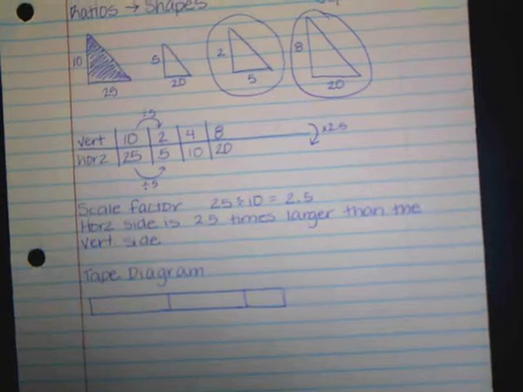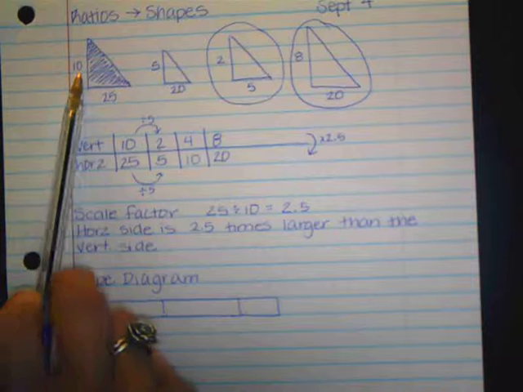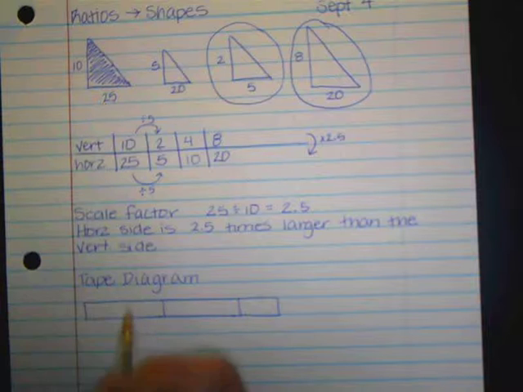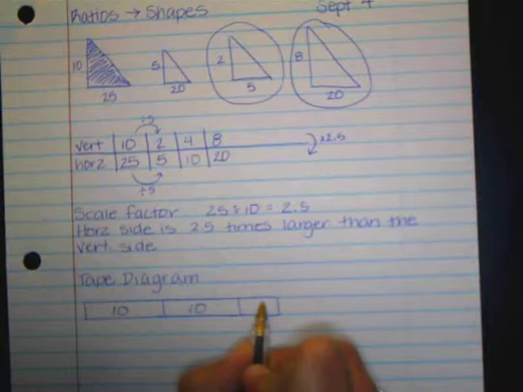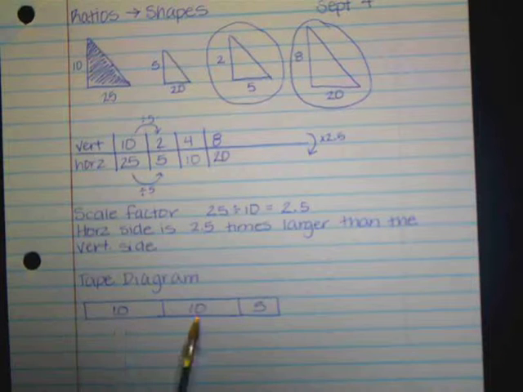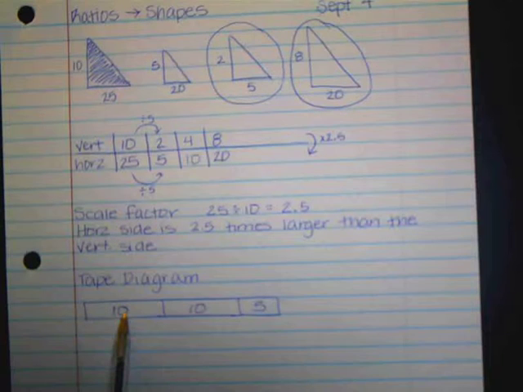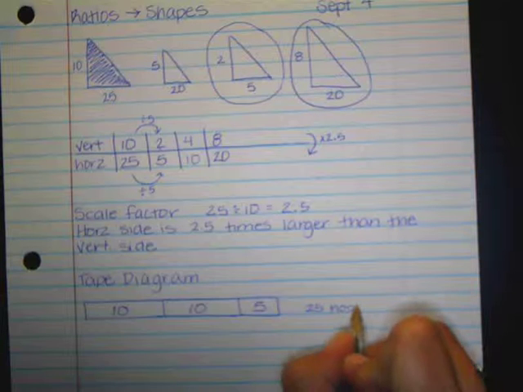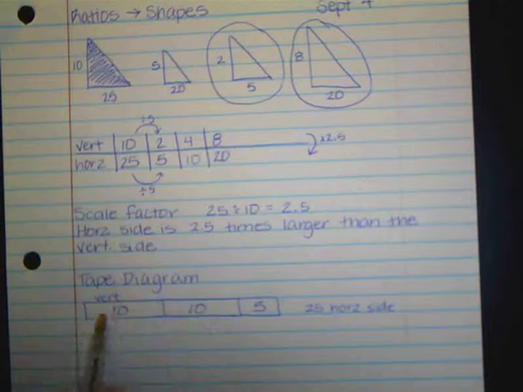Now to show you how this works with our first shaded triangle, 10 was the vertical side, and we learned that the horizontal side was 2.5 times larger. So that means I would have 10, 10, and half of 10 is 5. Here are my 2 whole pieces and my half a piece, leaving me with a horizontal side of 10 and 10 and 5, which is 25 for my horizontal side. My vertical side was just the 1 piece of 10.